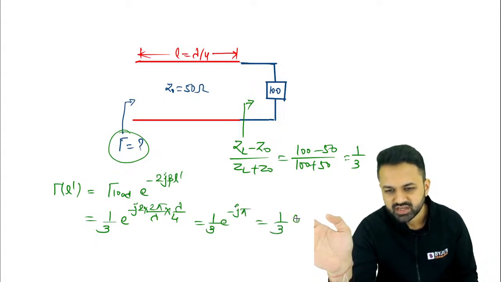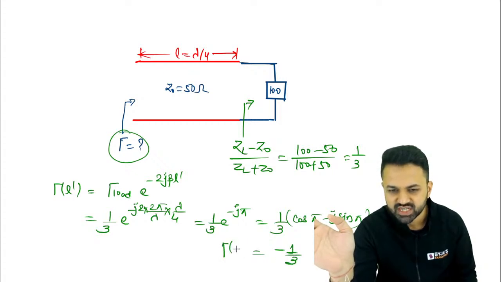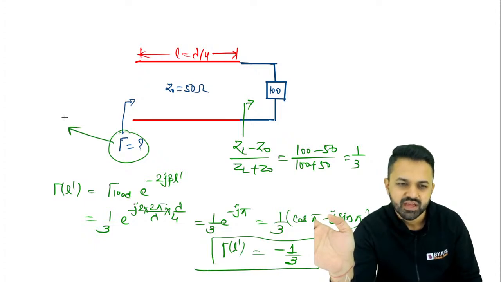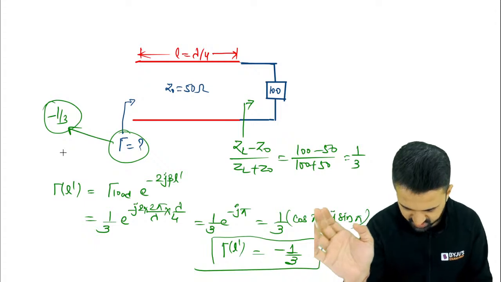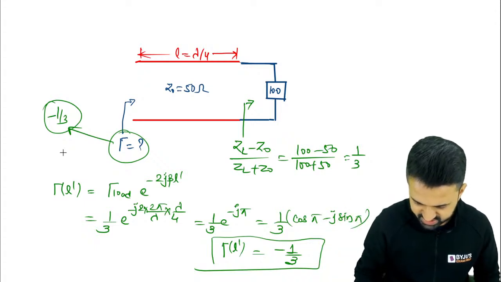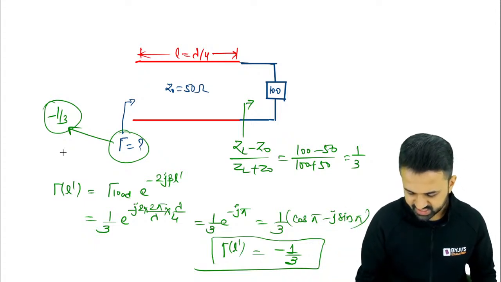And this is 1 by 3 times cos pi minus j sin pi. Sin pi is 0, cos pi is minus 1. So this is minus 1 by 3. So the reflection coefficient at the input side is minus 1 by 3. So the answer will be minus 1 by 3. Okay, Vikram? Have you got this? Minus 1 by 3 would be the answer.